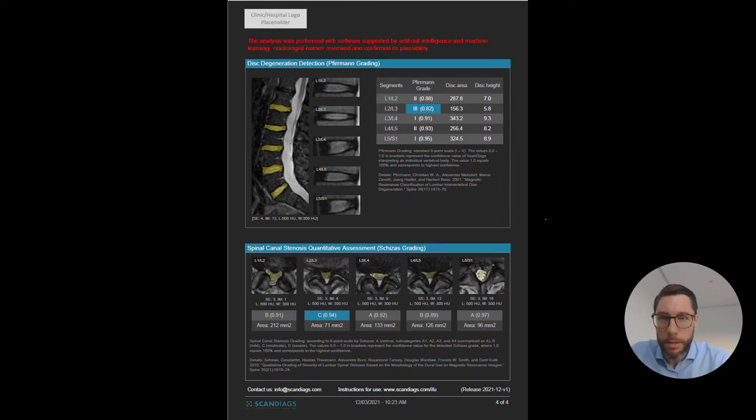On the last page, we have the results from the disc degeneration detection. So here, all the disks in the sagittal T2 central slice are automatically segmented, and in addition, the crops are shown of each individual segment for better visualization. On the right side in the table, you see for each segment the corresponding Pfirrmann grading from 1 to 5, as well as the disk area and the disk height.